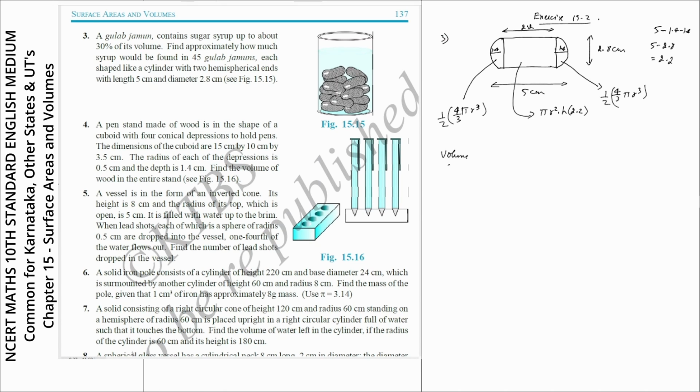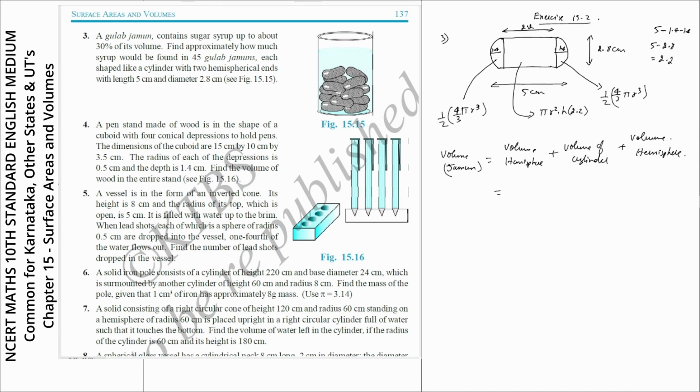Now total volume of jamun, volume of gulab jamun is given by volume of hemisphere plus volume of cylinder plus volume of the other hemisphere.